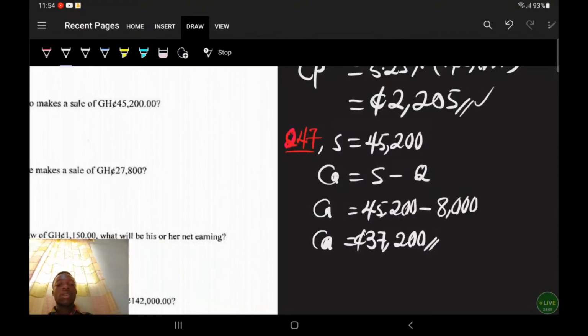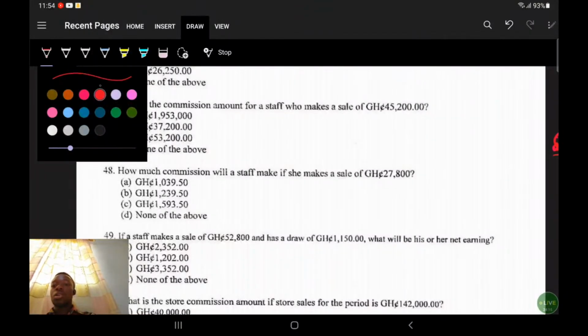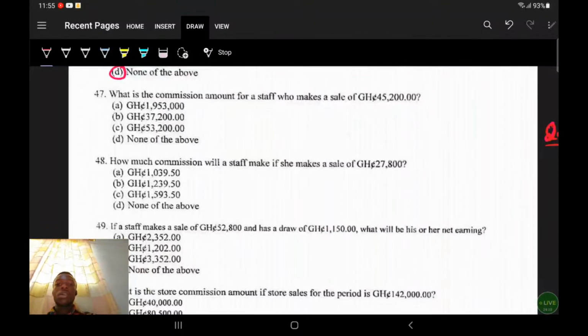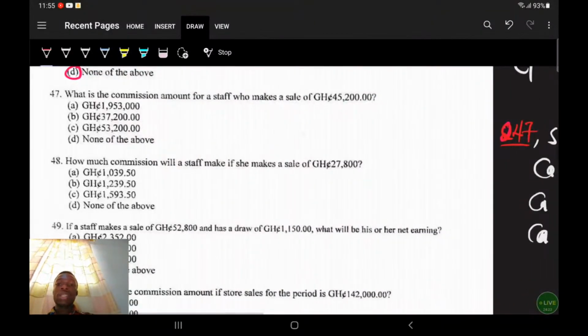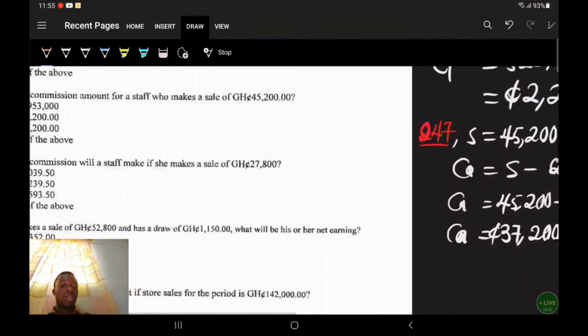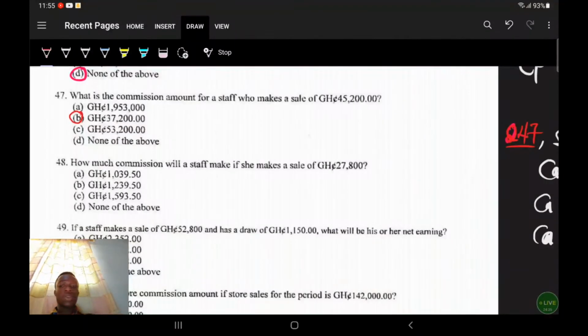You can see that your commission amount in this case for a staff is going to be option B, which is 37,200, and that's what we obtained from this presentation. So let's take note of that. If there is any question, please let me know.